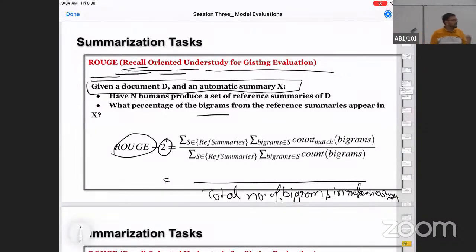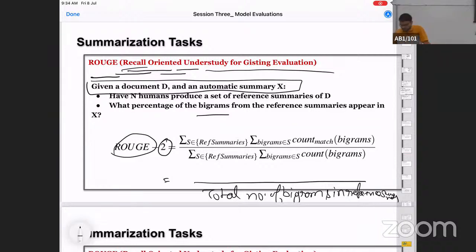In the denominator, it just has the total number of bigrams in the reference summary. Reference summary means the human generated summary. In the numerator, it is the number of common bigrams between the reference summary and the machine generated summary. That's all.